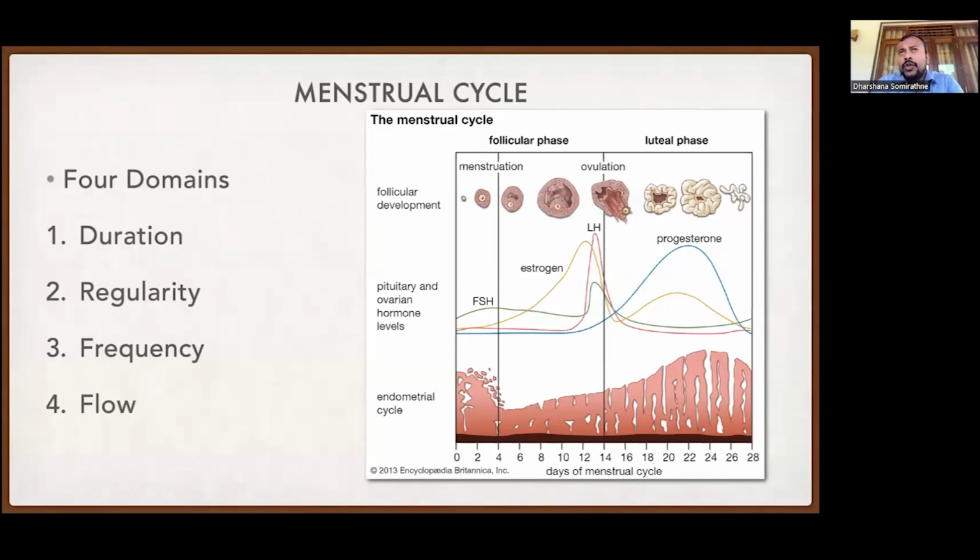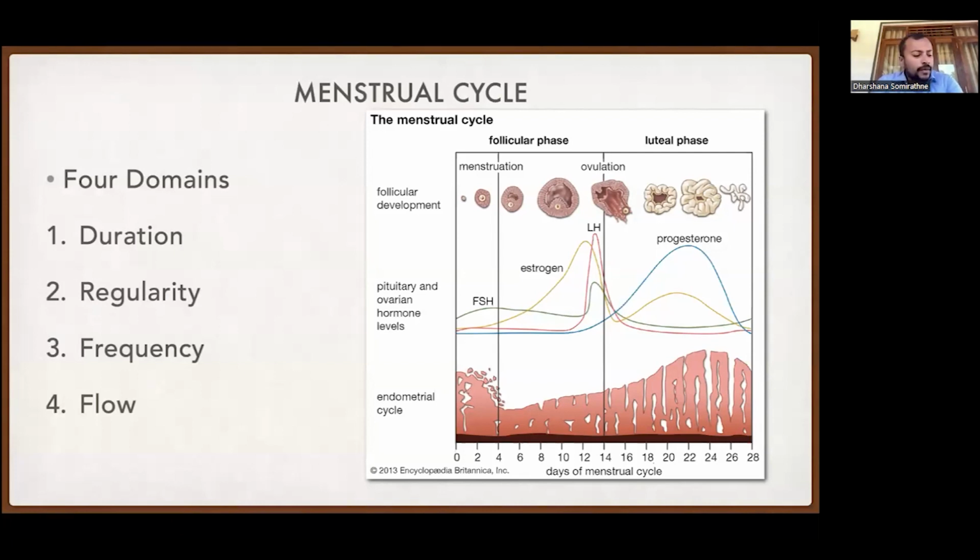But when it comes to the complaints, they come and tell you, doctor, my periods are heavy, or there is more bleeding, and not regular. Anytime anyone comes and complains about a menstrual problem, you have to get a proper detailed history, what we call the menstrual history. There are 4 domains we have to talk about in the menstrual history. Again, the duration. Duration means how many days you are bleeding.